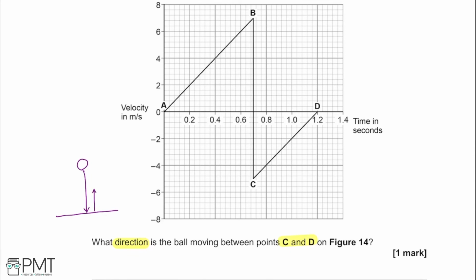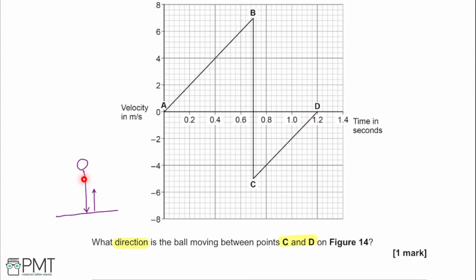So it firstly is travelling downwards. In the portion between the graph A and B, this ball is going to be on its descent to the floor. It's being dropped. And then at the point when it hits the floor, it's going to have a velocity of 0. And then it's going to come upwards with an initial velocity here between C and D.